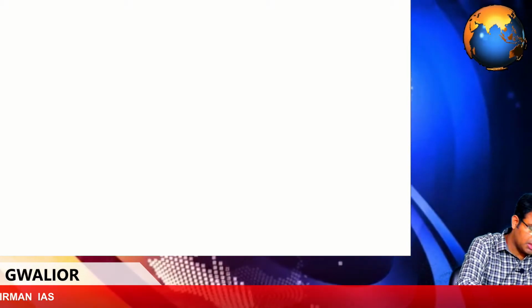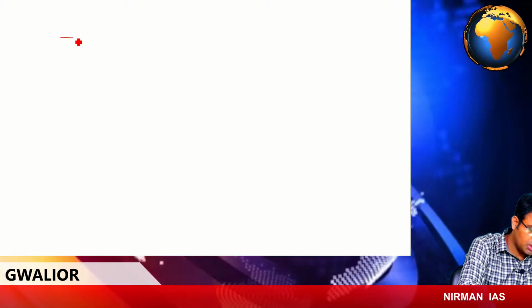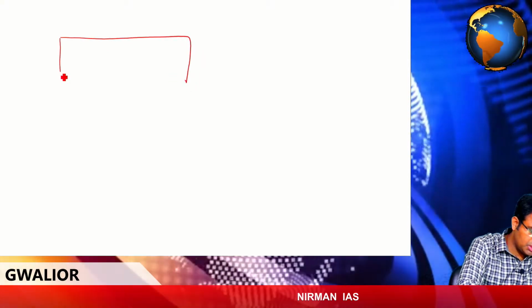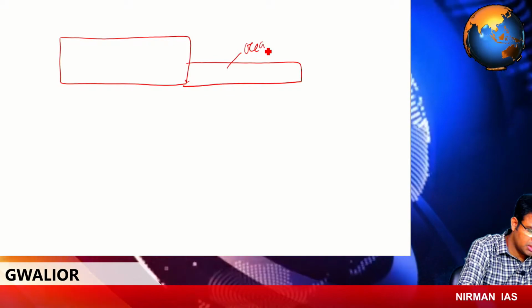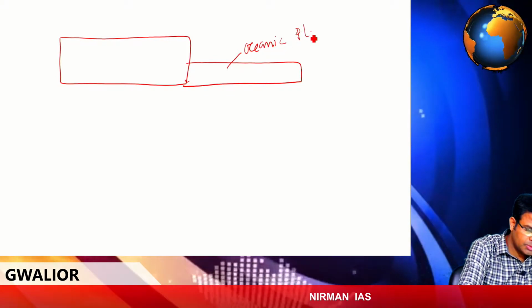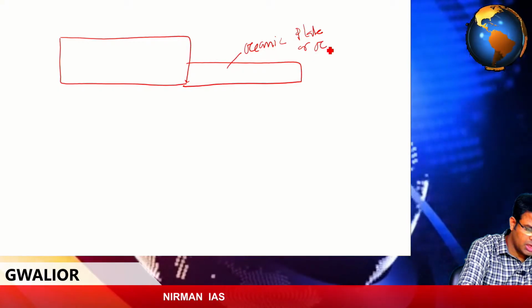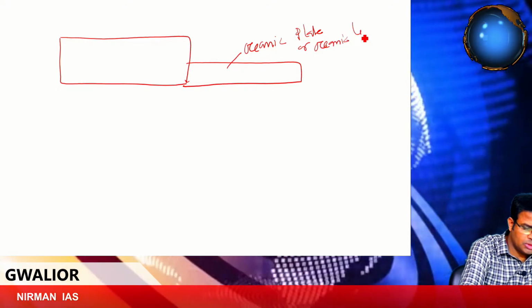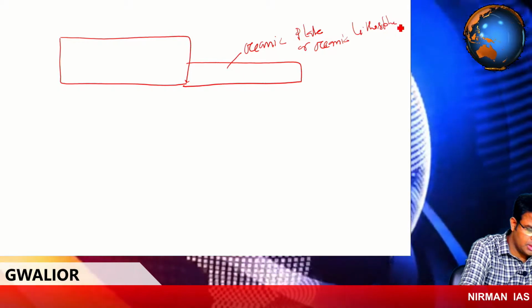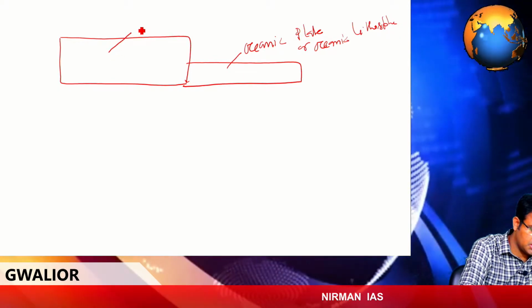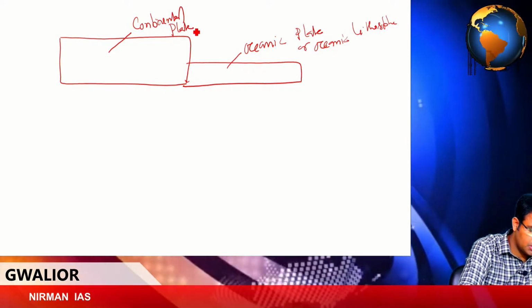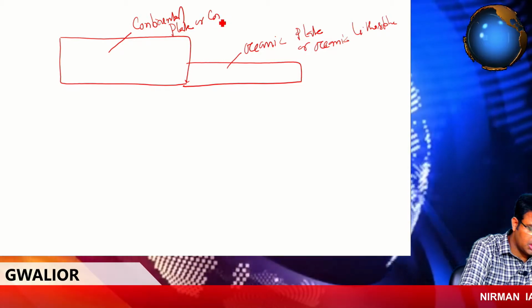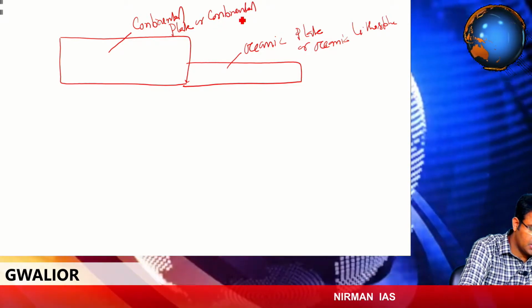First, I have to say that there are two types of plate. One is a continental plate, which is thicker and less dense than an oceanic plate. So this is the oceanic plate, or we can also say oceanic lithosphere, and on the other hand, this thicker one is the continental plate, or we can say continental lithosphere.